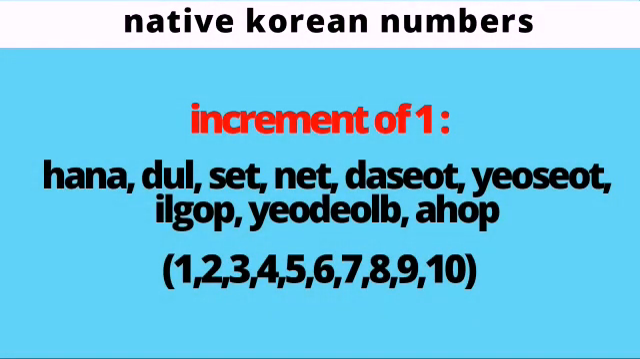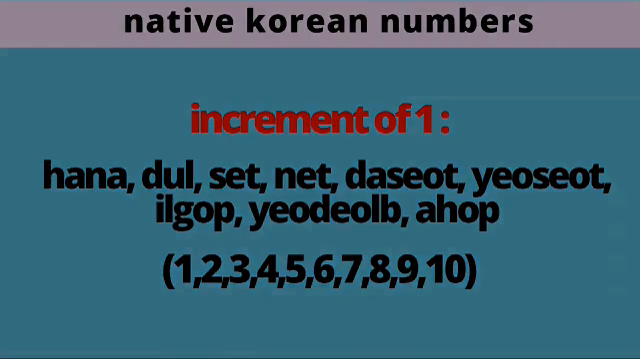Initially, we were able to learn the increments of 1 for native Korean numbers. So we've learned about hana, dul, set, net, tasot, yosot, ilgop, yodol, ahop. And that is 1, 2, 3, 4, 5, 6, 7, 8, 9, 10. But how are we going to count from 11 onwards?